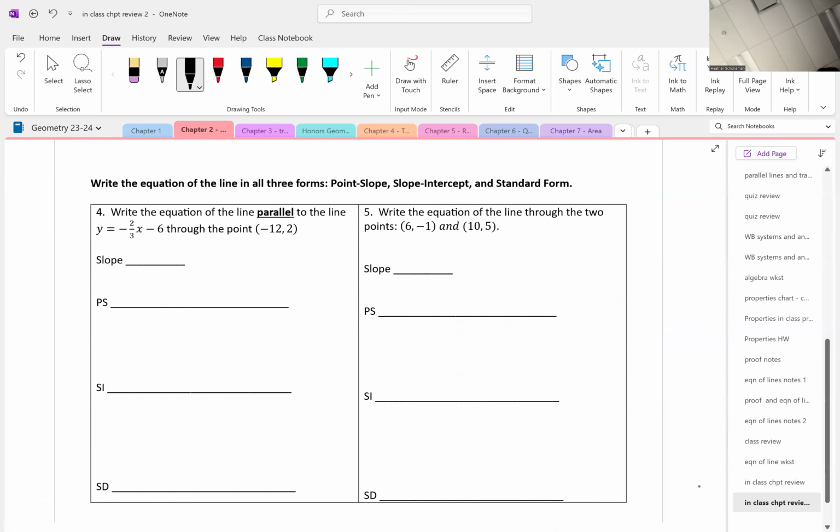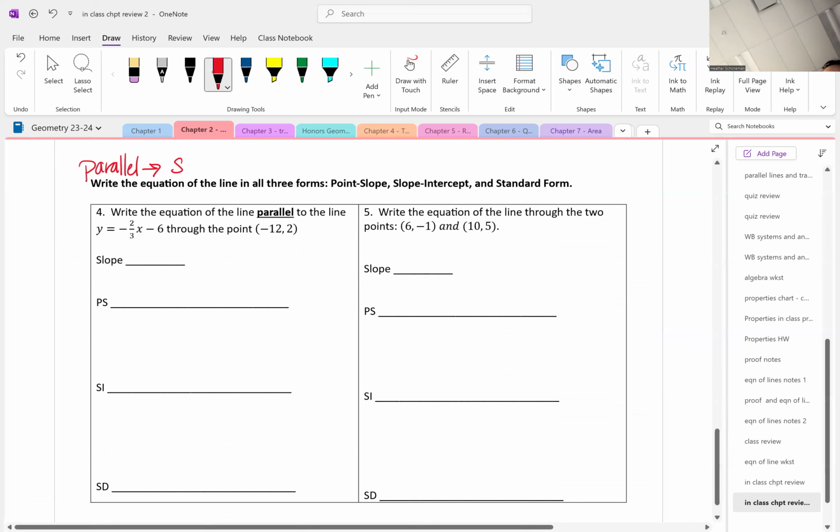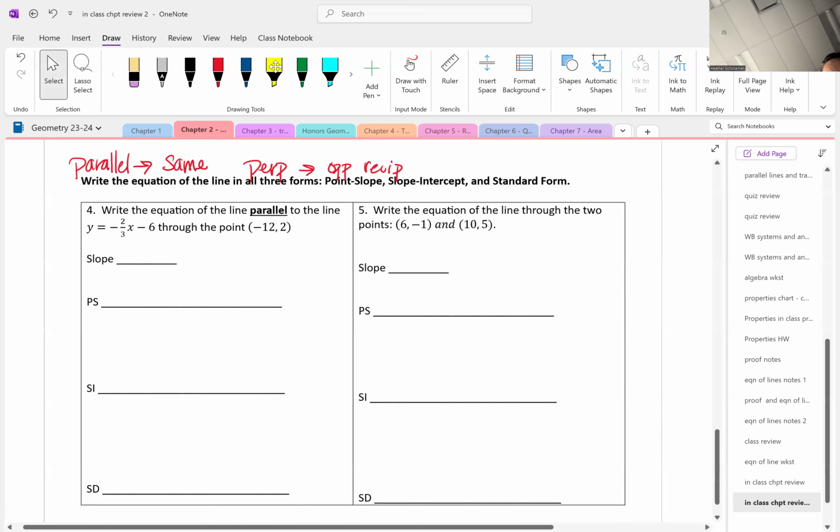All right, last thing, we have parallel and perpendicular and through 2 points. So remember when it's parallel, the slopes are the same, but if it's perpendicular, they're the opposite reciprocal, which means you've got to flip it and change the sign. Okay, but this first one says parallel.